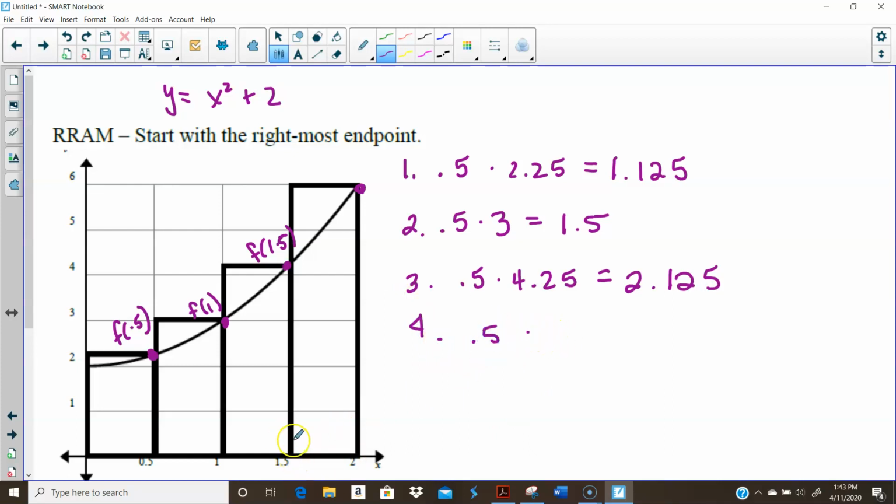We're going to multiply it by the height. The height is going to be f of 2. If you plug 2 in, 2 squared is 4. 4 plus 2 is 6. So 0.5 times 6 is 3.